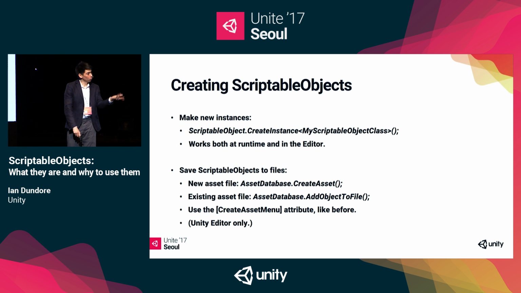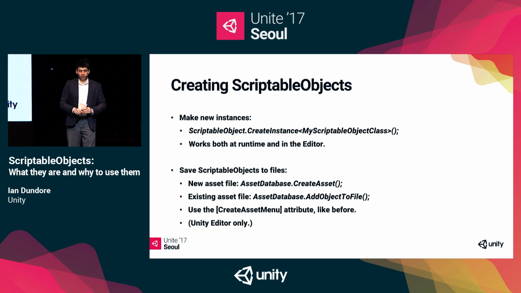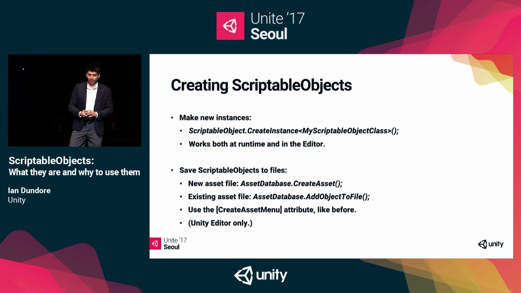If you want to put multiple scriptable objects into one file on disk, then you can use the AddObjectToFile method instead. Or, if you just want a simple menu item to create a new asset file with a single instance of a scriptable object in it, you can use the CreateAssetMenu attribute, like I showed you earlier.